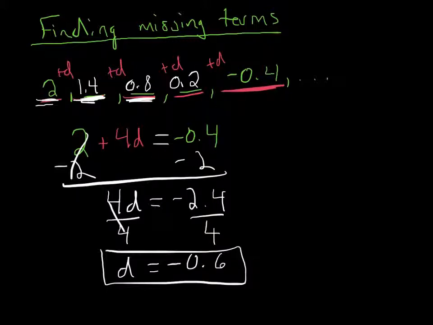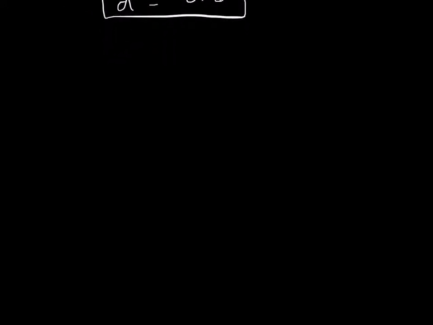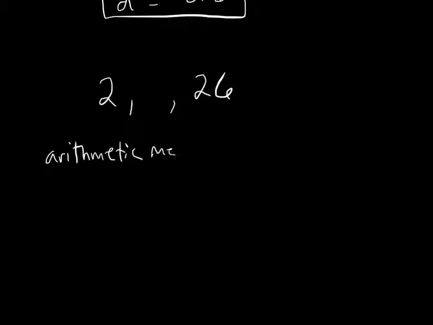Now sometimes you'll be given a sequence that's only missing one term. So let's say we had an arithmetic sequence that was missing one term in the middle, and let's say that went from 2 to 26. Okay? Now, there is what's called an arithmetic mean. This is just the average of two different numbers. Now, the mean is the average.